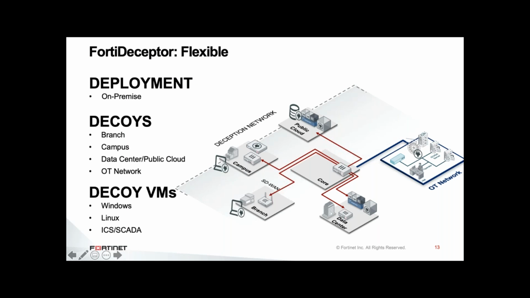With one FortiDeceptor, we can deploy, for example, in the core or somewhere else in our environment. We can deploy it, and we can deploy our decoy VMs on different branches. So you don't need a FortiDeceptor for every branch. You just do it in HQ, and then you can just push your VMs on different parts of your network. And I already mentioned it, but I'm going to say it again, also your operation technologies.